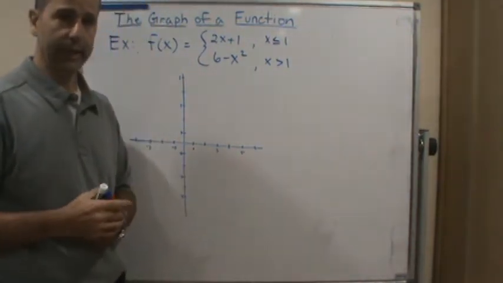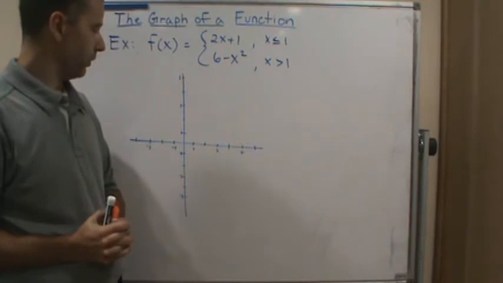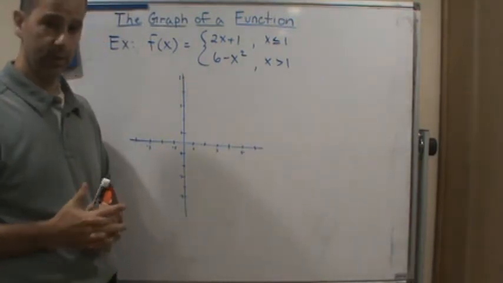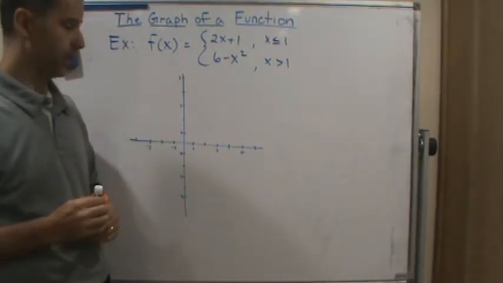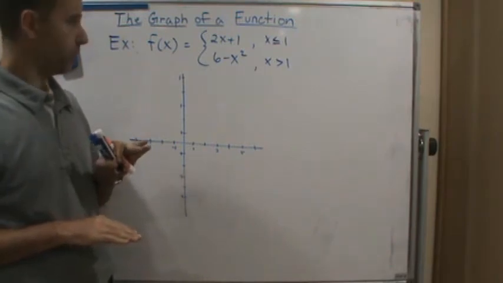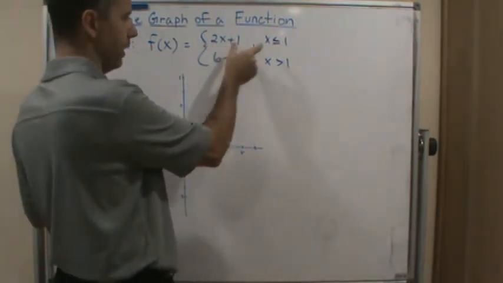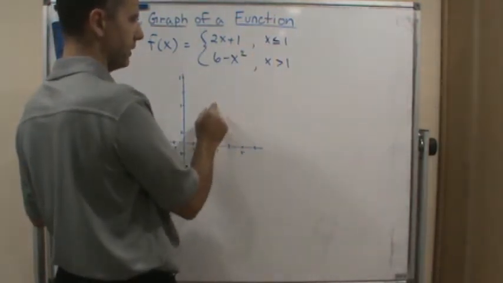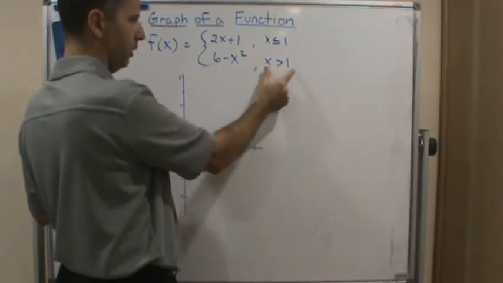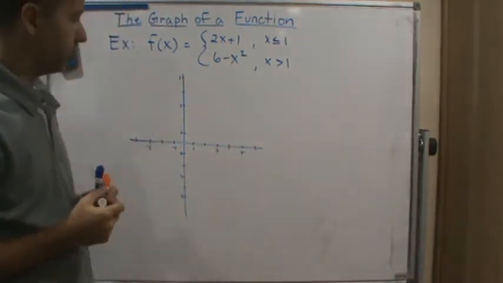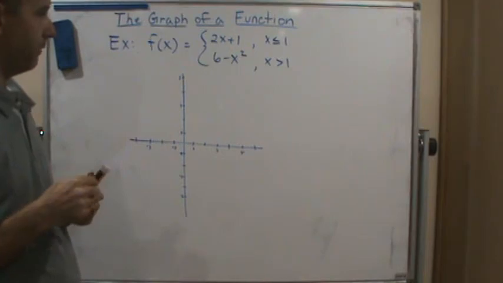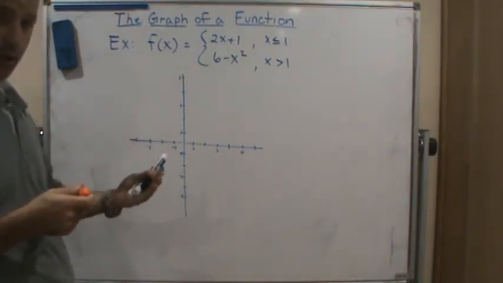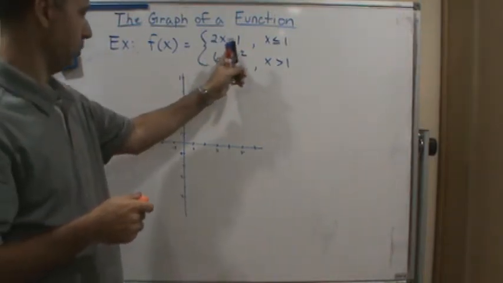Okay, so here we are. In this example, we're going to talk about a piecewise function. So graphing a piecewise function, remember, there's a rule for this interval of values of x, and then there's a different rule for this value of x. So for values of x that are 1 or less, we're going to follow this rule.